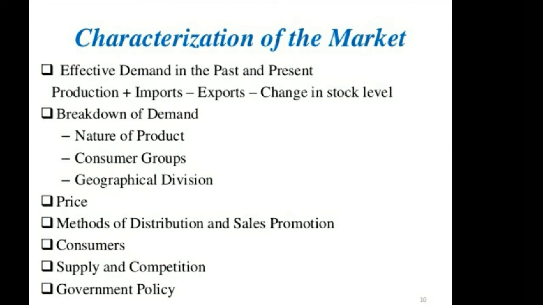Fourth characteristic, that is methods of distribution and sales promotion. There are two criteria in this point. The methods of distribution may vary with the nature of the product. And the product nature, that is either capital goods, industrial raw material or intermediaries, or consumer products, tends to have different distribution channels. Further, for a given product, the distribution method may vary.